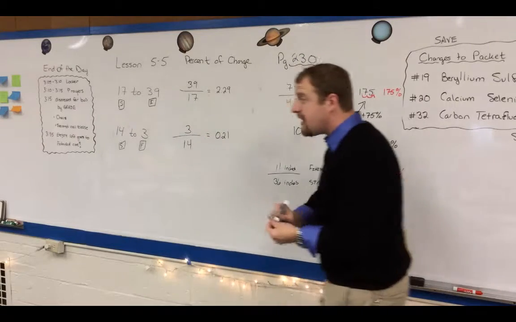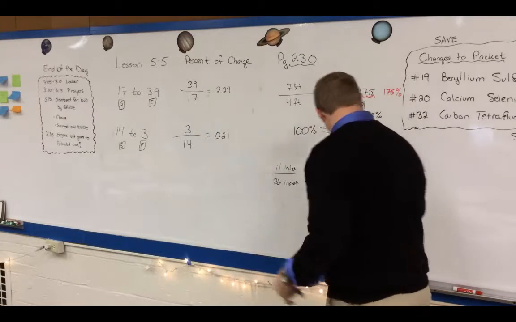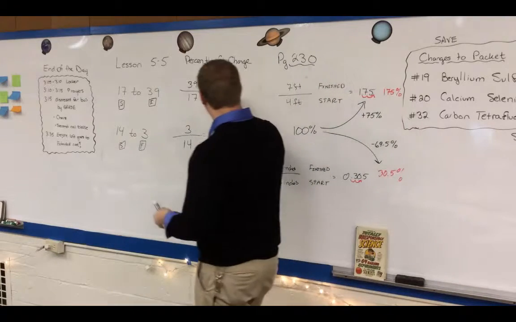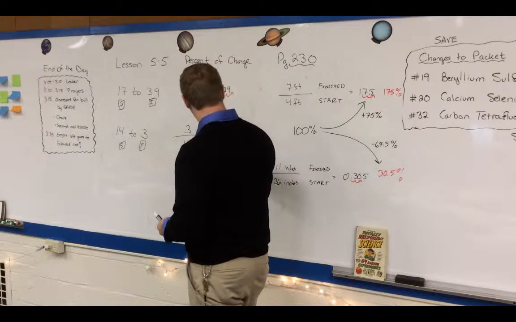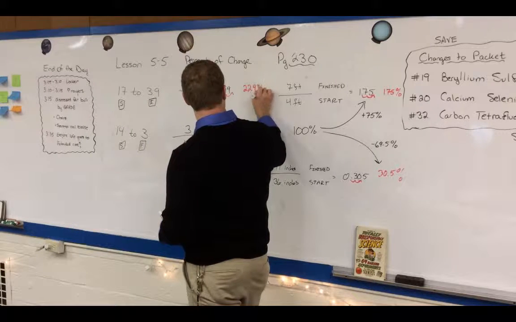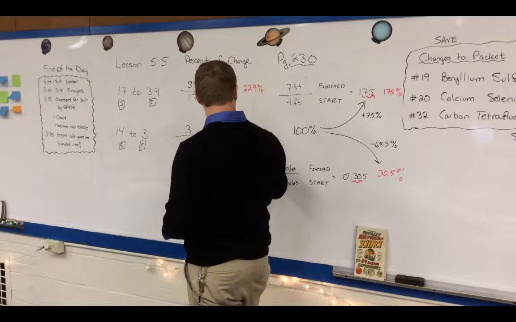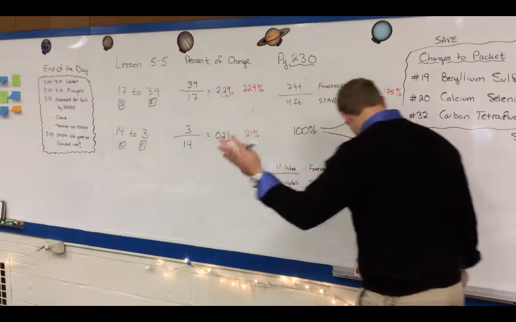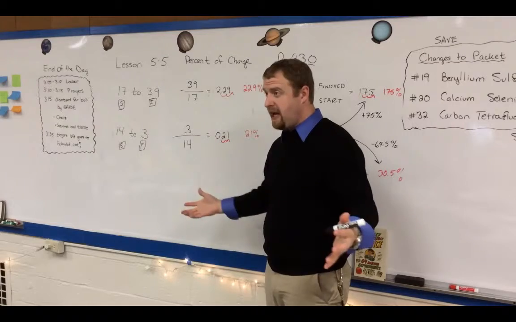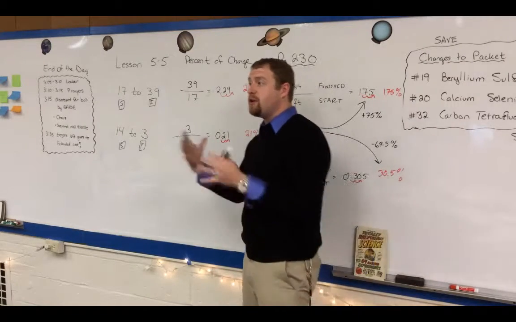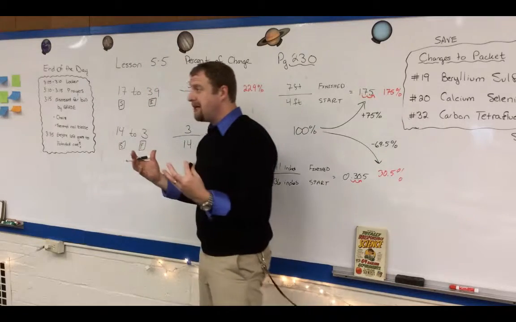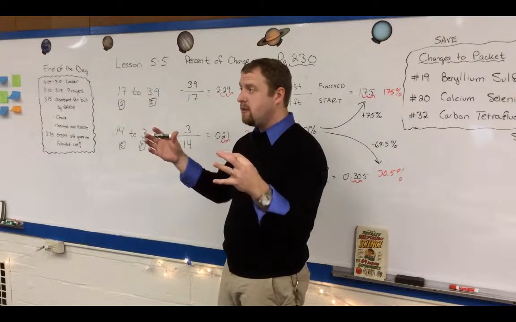These are the decimal versions. We can convert them to percents by multiplying them by 100. We move the decimal 2 places. We end up with 229%. Here we end up with 21%. So the question is, what is the percent change? How much did they either grow or decrease? Remember, you always start with 100%.